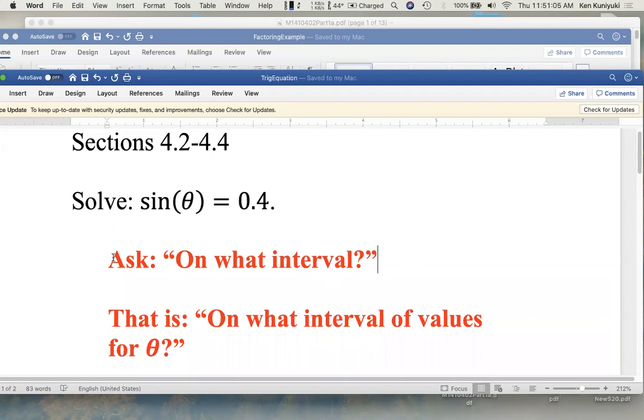So you want to ask on what interval. Solve this equation on what interval? That is, on what interval of values for theta? These potential solutions for theta.